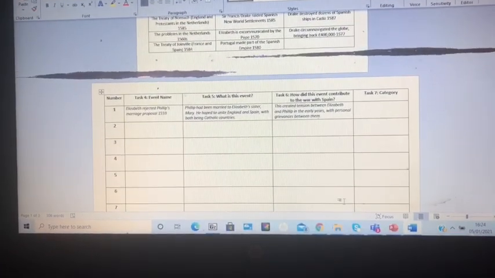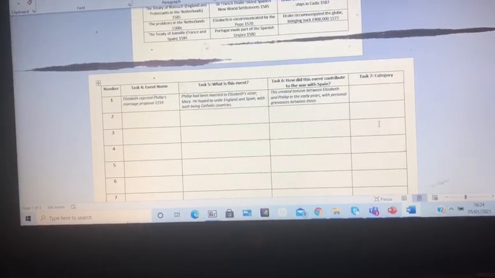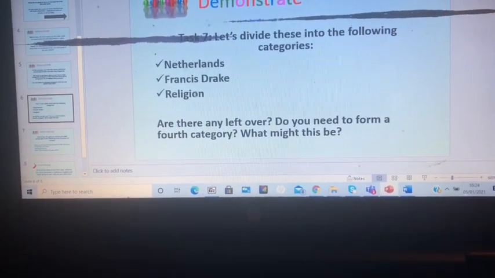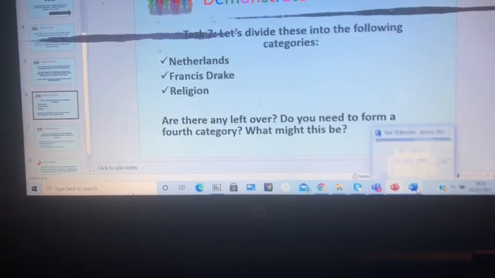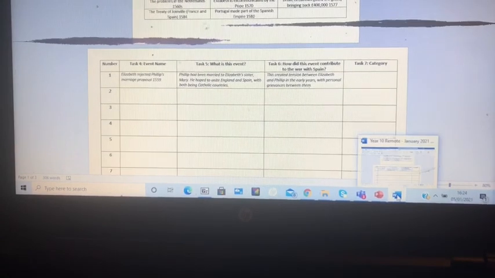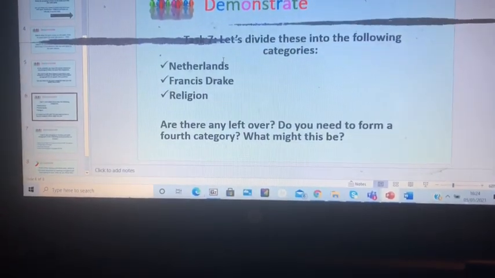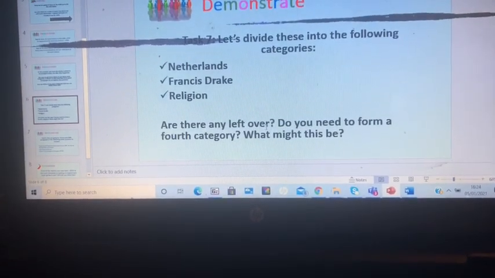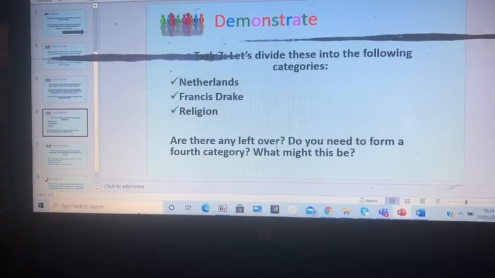The final column is you're going to categorise what events they go in, and we've suggested that you categorise them into the Netherlands, Francis Drake, or religion. Okay, so you might think, oh, it could be more than one, or it could be another, but those are the 3 I want us to focus on today. Will it go into the Netherlands, Francis Drake, or religion? Could there be a 4th category? If so, what could it be? Try and do that. Think about yourselves.